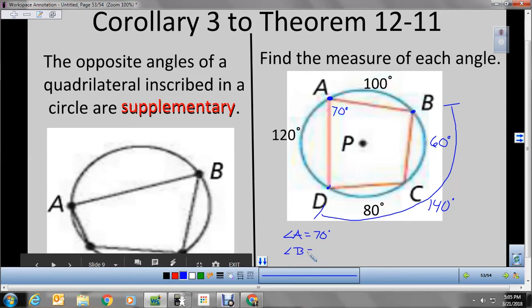Angle C, because of our corollary, we know that these two are supplementary. So we subtract from 180. So 180 minus 70 is equal to 110. So this is 110 degrees. Now we can go to either B or D, it doesn't matter which one. Let's go to B since it comes first in the alphabet. And I'm sorry, I wrote this in B. This should be C down here.